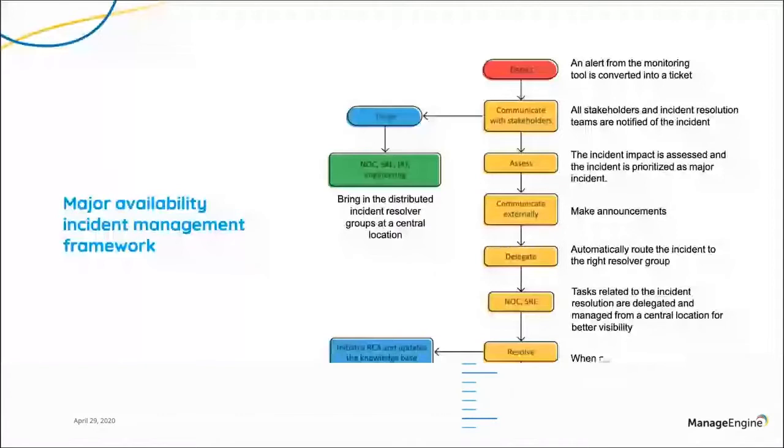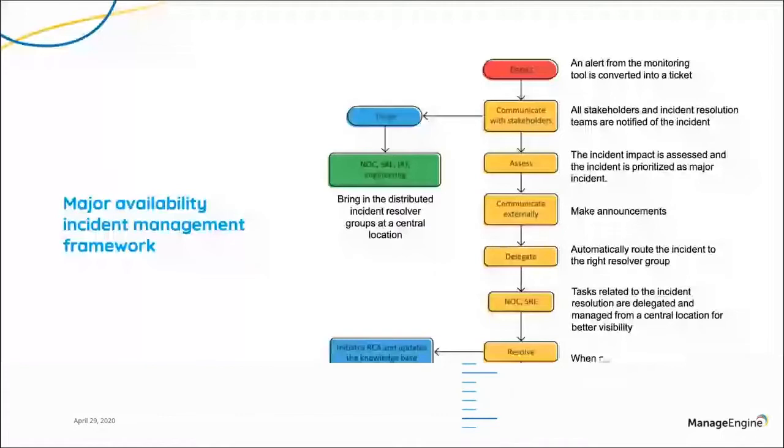And as the communication is being sent out, there should also be a team notified that there is an incident happening, please take a look at it. And that team could come in, assess this issue, and confirm or check if it's a major priority incident. If it is, mark it as a major priority. Post announcements to the external world so your customers are aware that there is a major incident happening.